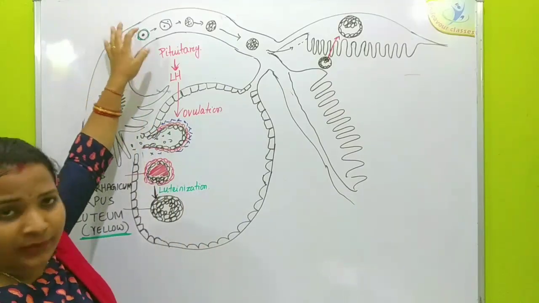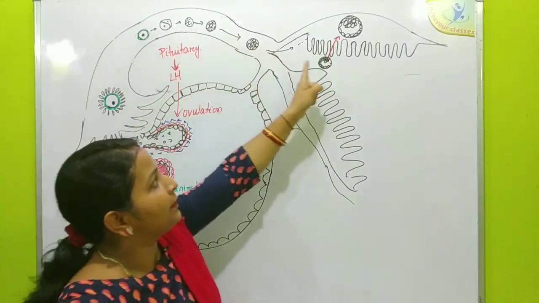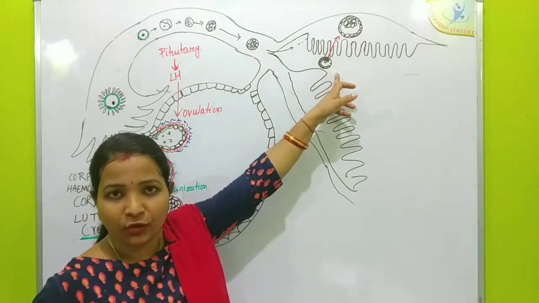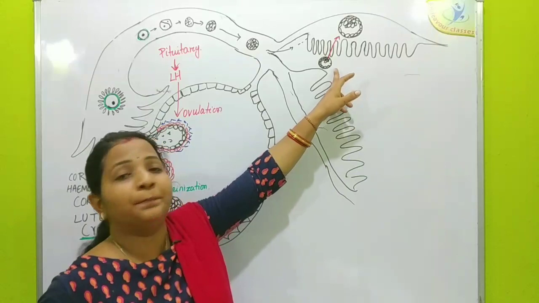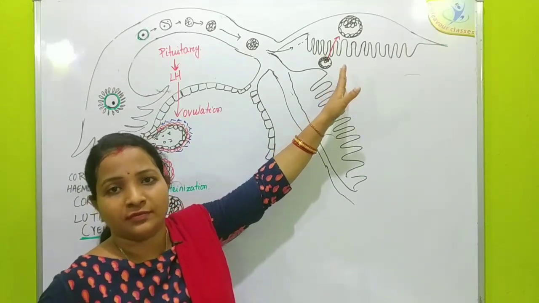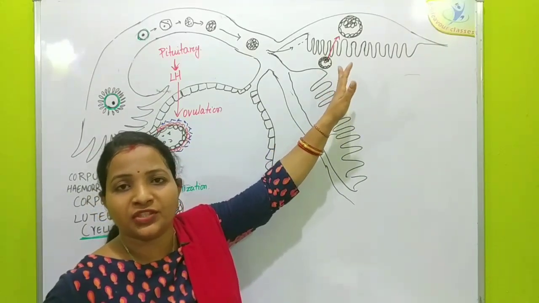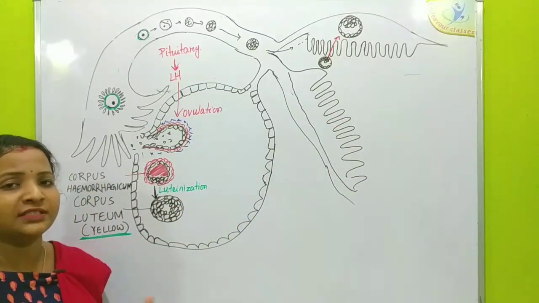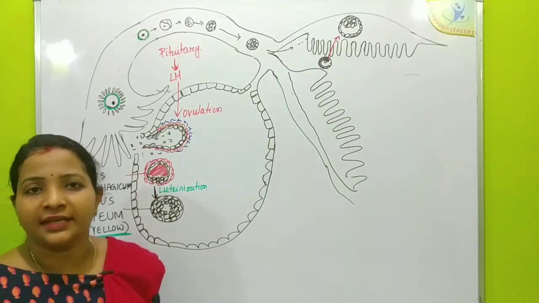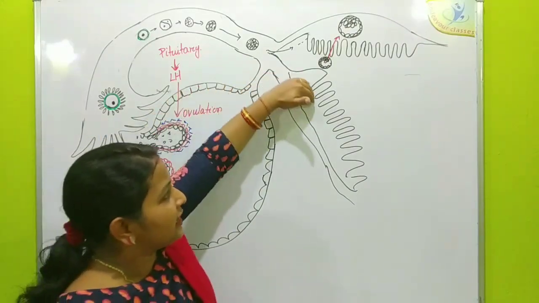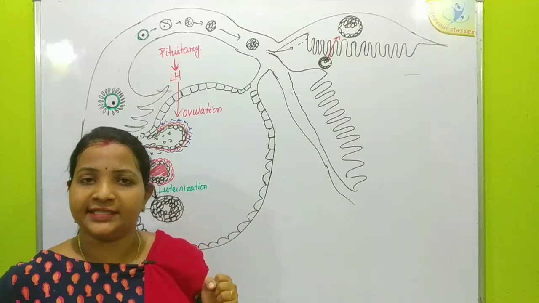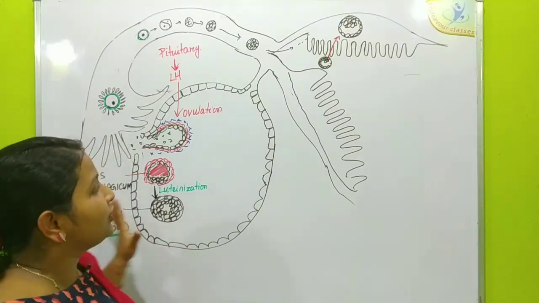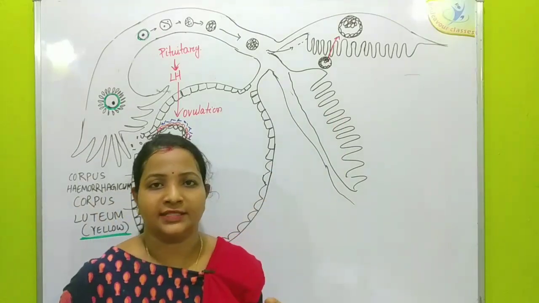If zygote formation occurs, then the zygote will develop into a structure like this, which is called a blastocyst or blastula. This is the pre-embryonic structure. So in every month, that means during every reproductive cycle, the uterine endometrium prepares itself, or there is preparation of all the reproductive organs for pregnancy.